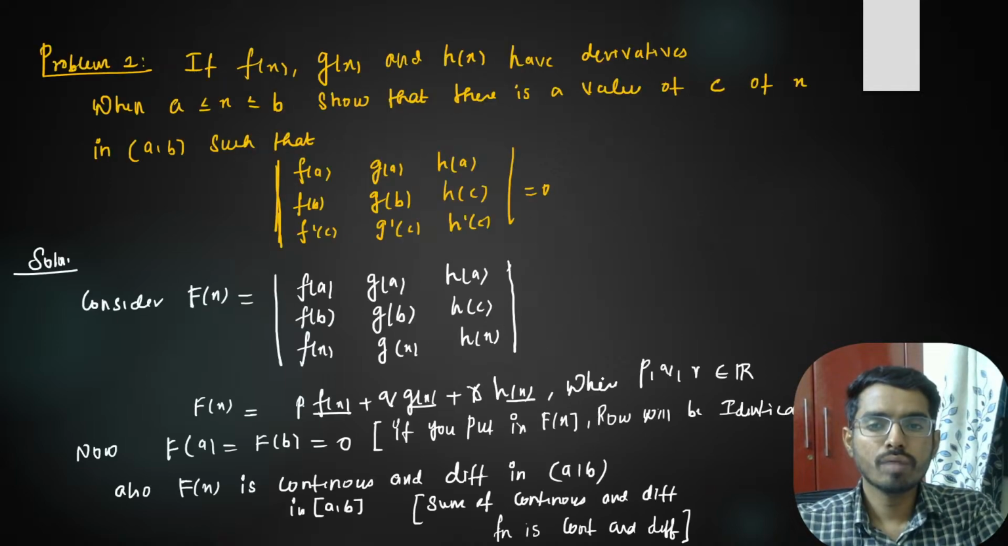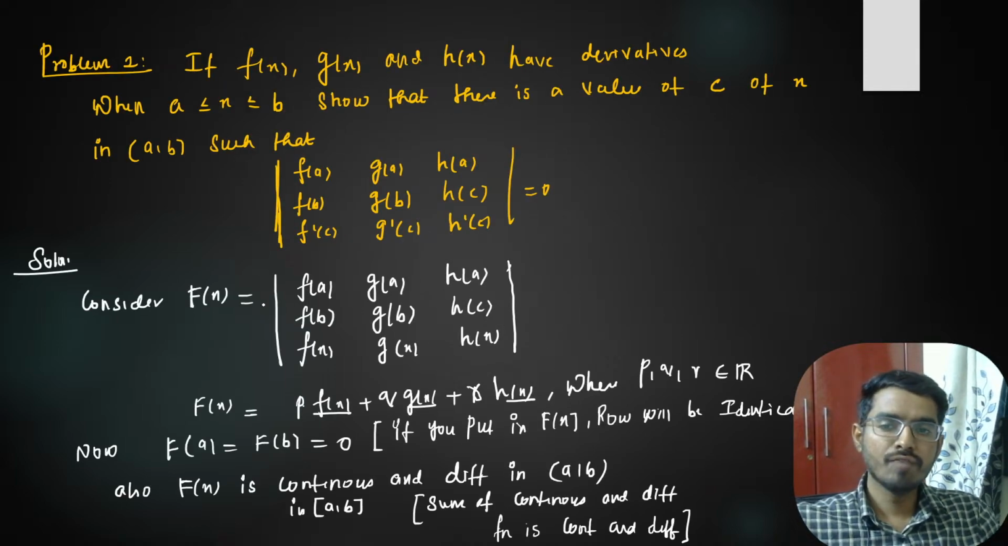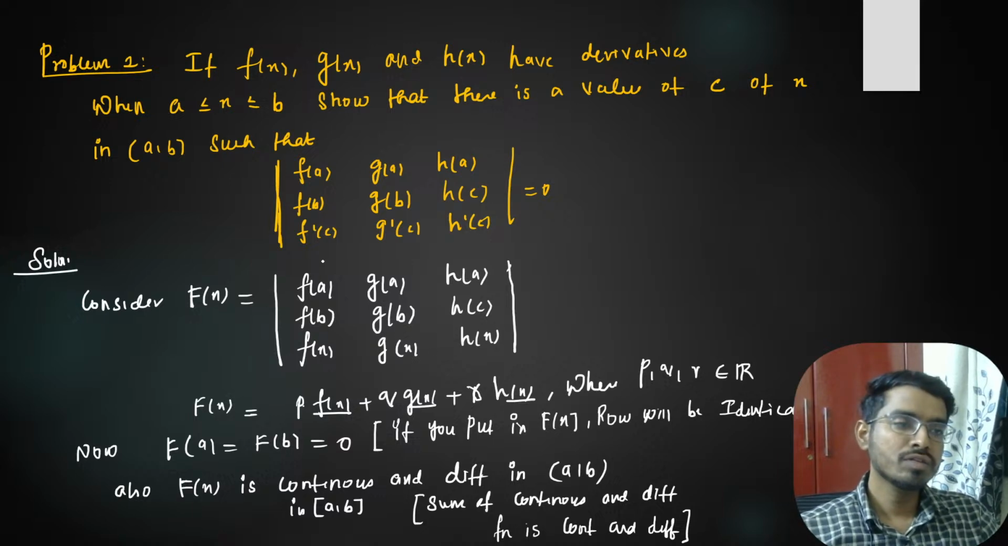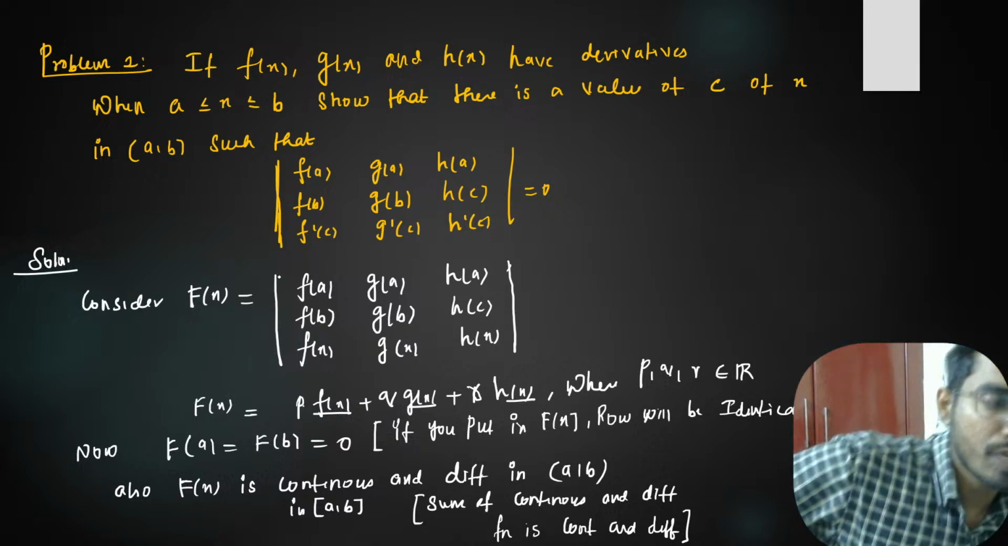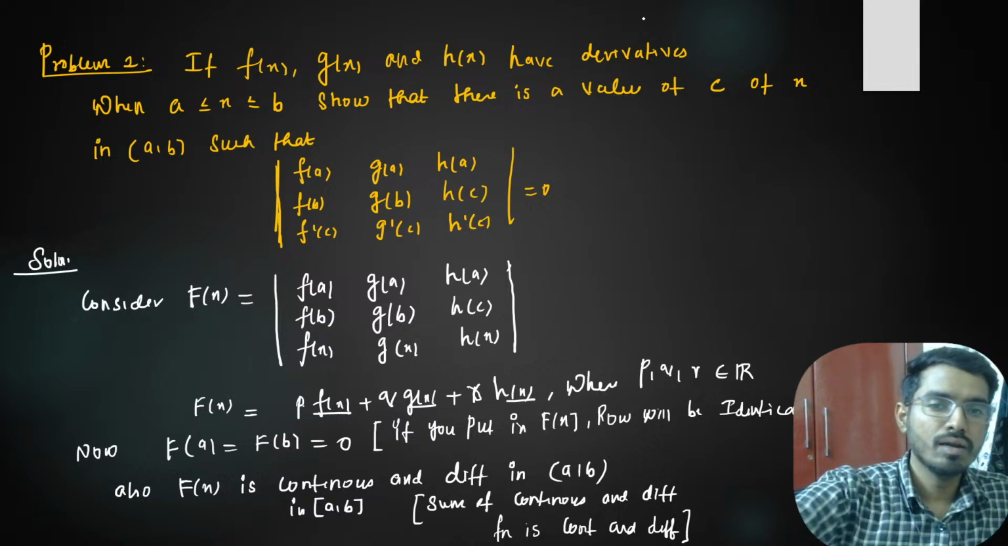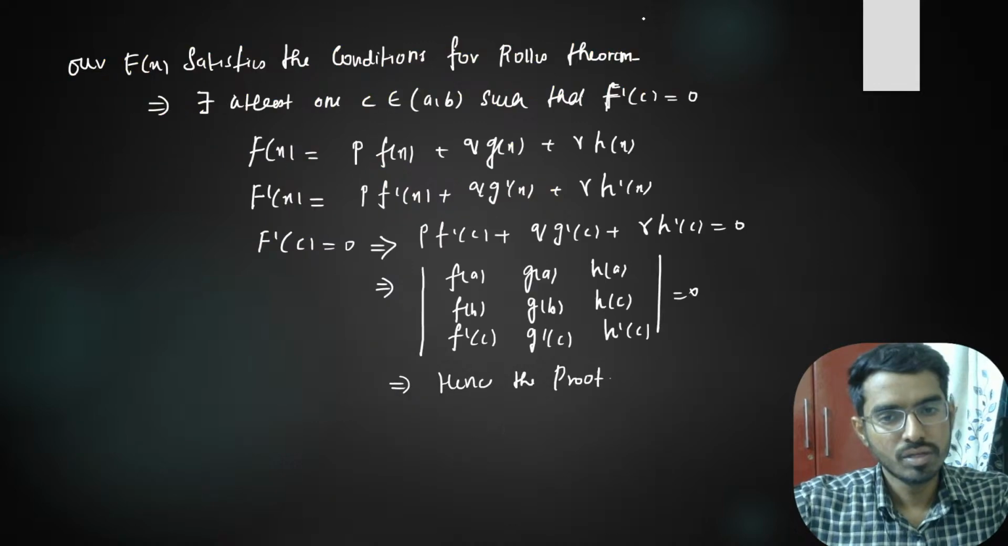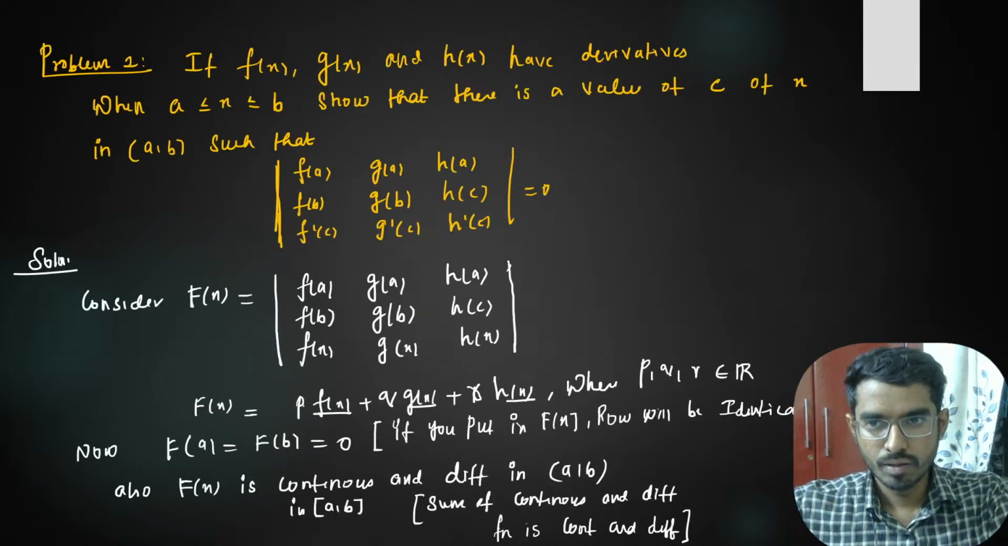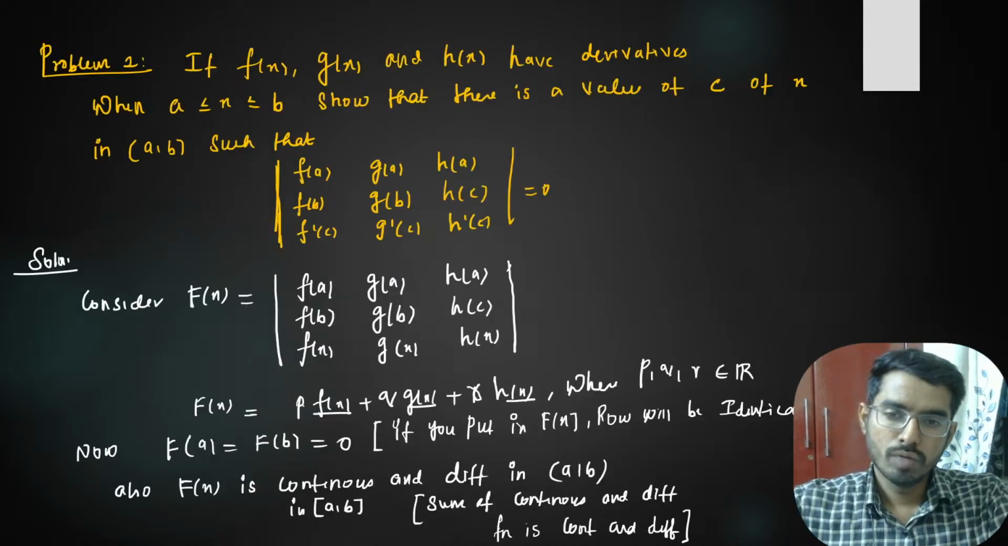So you just have to remember that you have to define a function capital F of x as the determinant of f of x, g of x, h of x, and you have to show this capital F of x satisfies the conditions of Rolle's theorem. That means you can find a number c in the interval a comma b such that the derivative is 0. Then the problem is very simple. We'll move on to problem number 3.